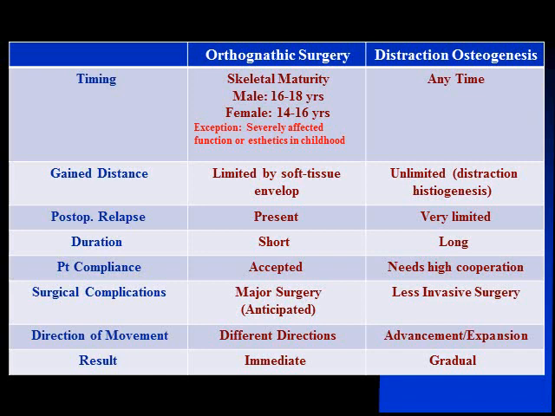less possibility of complications. Direction of movement in orthognathic surgery, you can do it in different directions. You can move the mandible anteriorly or backward, posteriorly, but in distraction osteogenesis, it's only one way movement, anterior movement in advancement, only in expansion, not in reduction or setback. The results obtained are immediate in orthognathic surgery, but it is gradual in distraction osteogenesis.